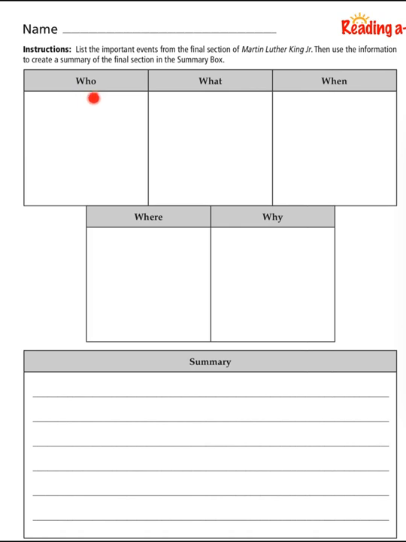You have to talk about who they are talking about, what, when, where, and why, and finally make a summary. In the book, you're also going to identify cause and effect relationships in each section. So per section, you're going to find a cause and effect of whatever Martin Luther King Jr. did.